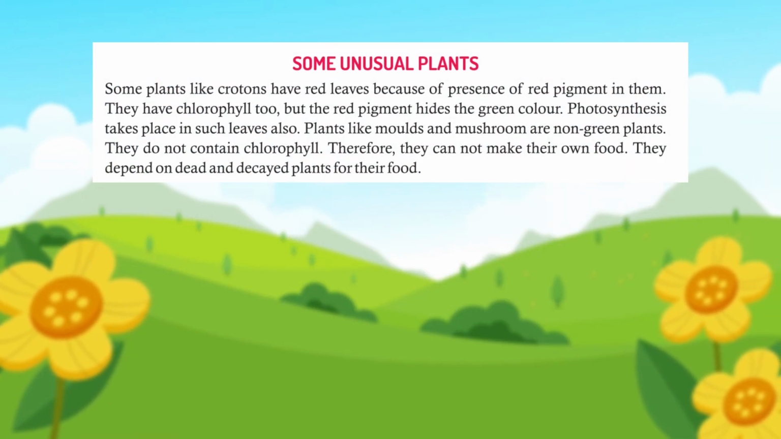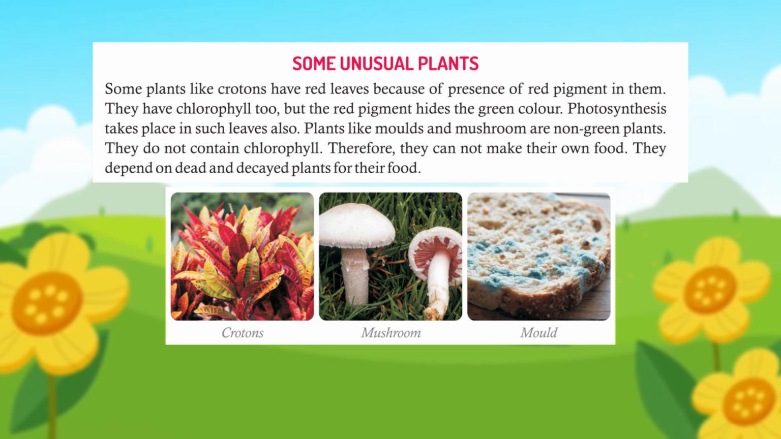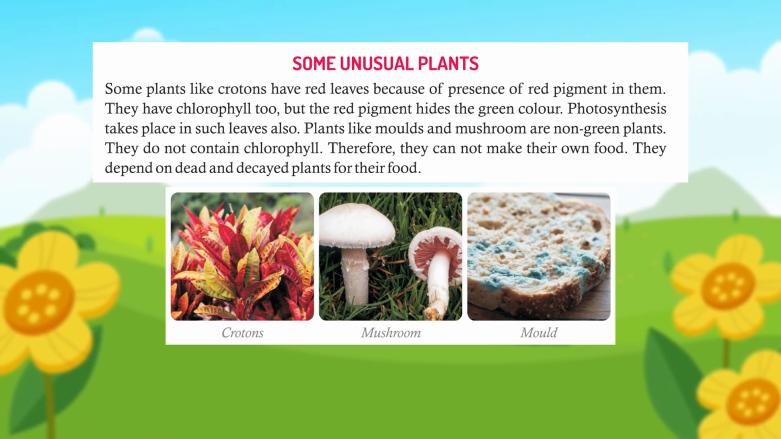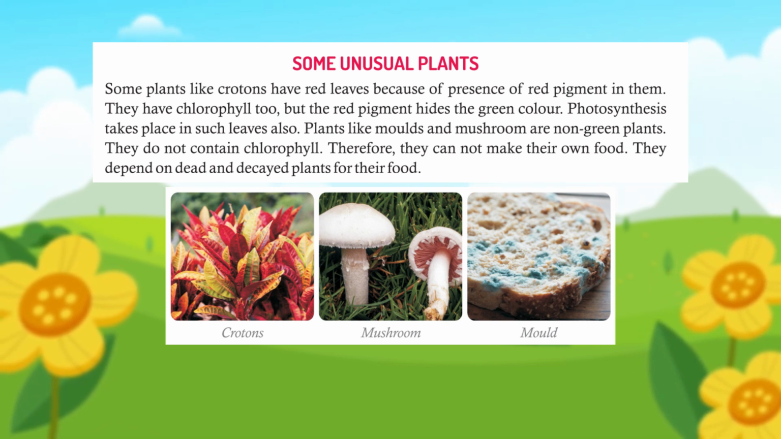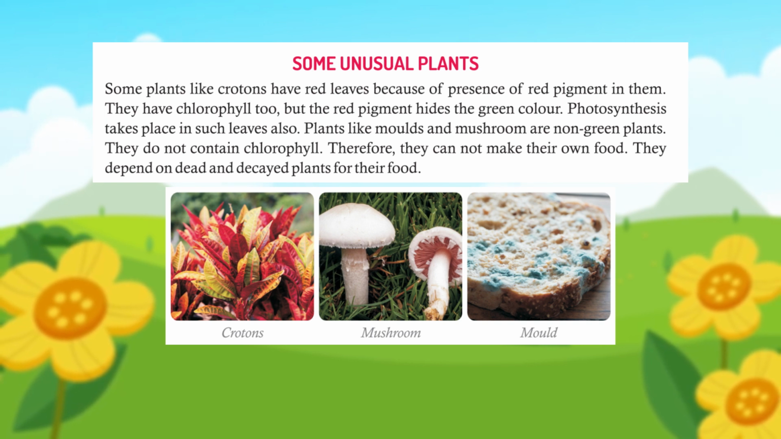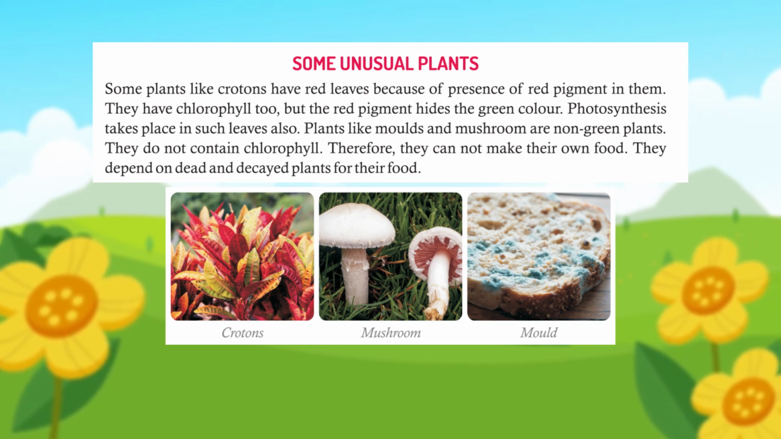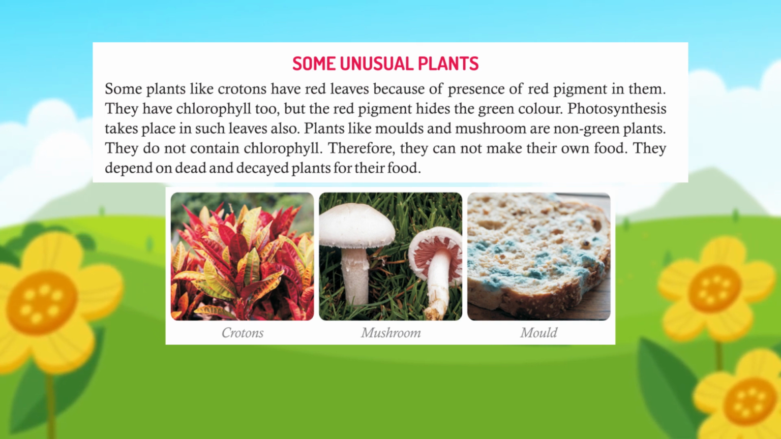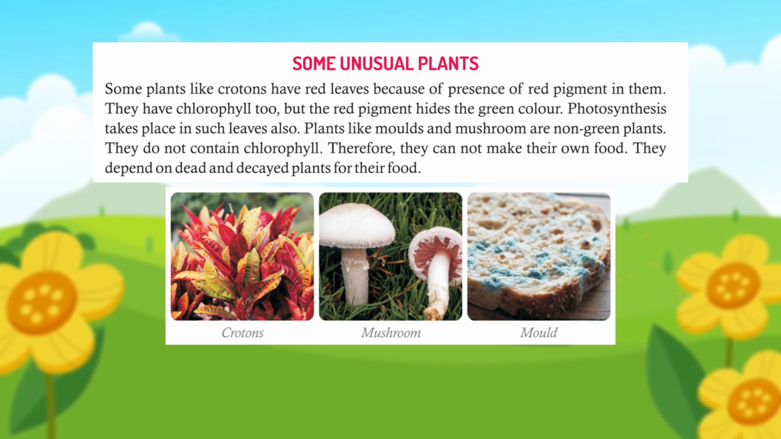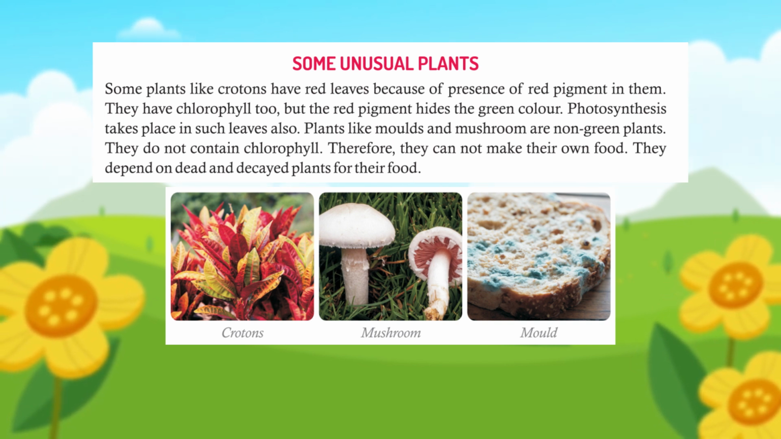Some unusual plants. Some plants like crotons have red leaves because of the presence of a red pigment in them. They have chlorophyll too, but the red pigment hides the green color. Photosynthesis takes place in such leaves also.